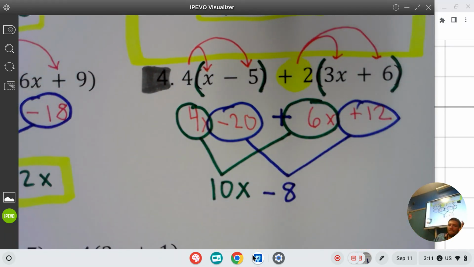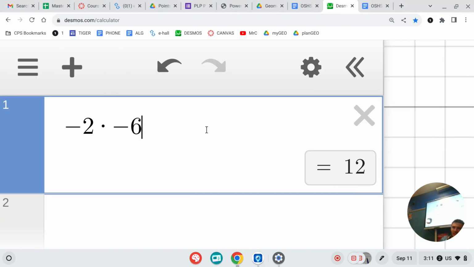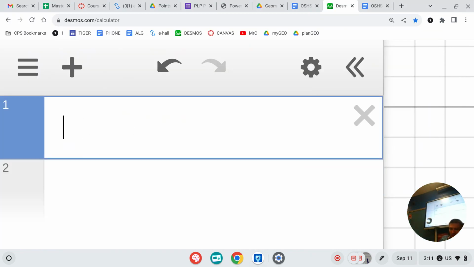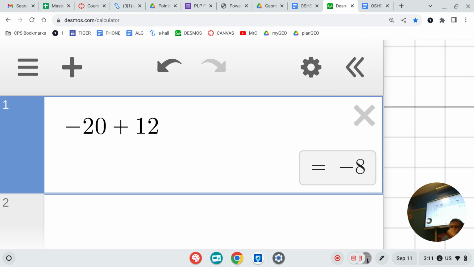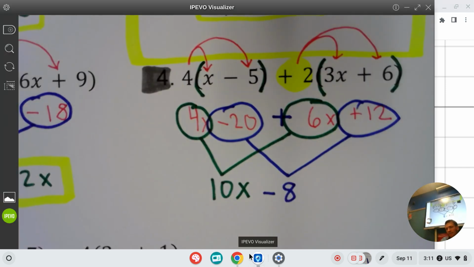If you want full honesty from me, this morning I went to Desmos. I typed negative 20, positive 12, and then I went to my paper and I wrote positive 8. I don't know why, guys. I made a mistake this morning. I messed it up. I don't often make mistakes, especially on this stuff, but I did. I accidentally wrote plus 8.